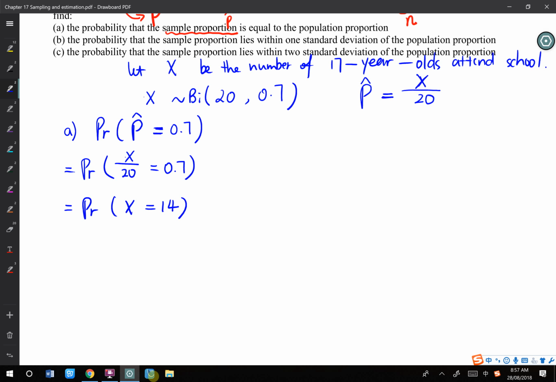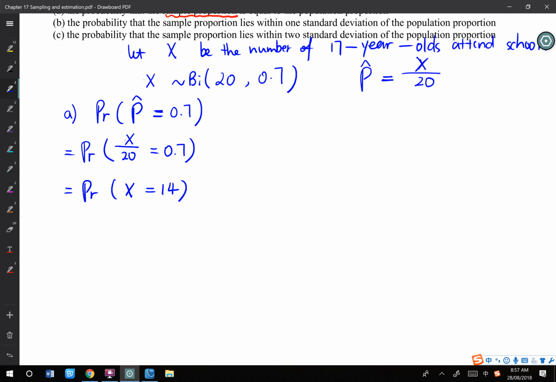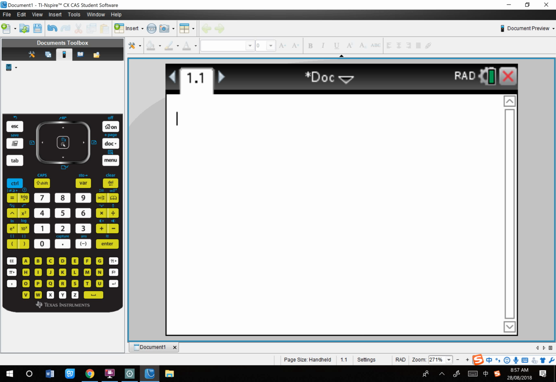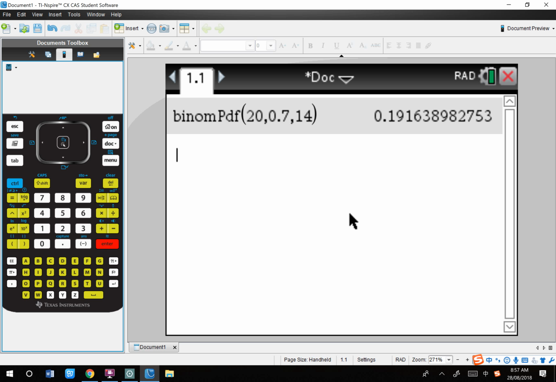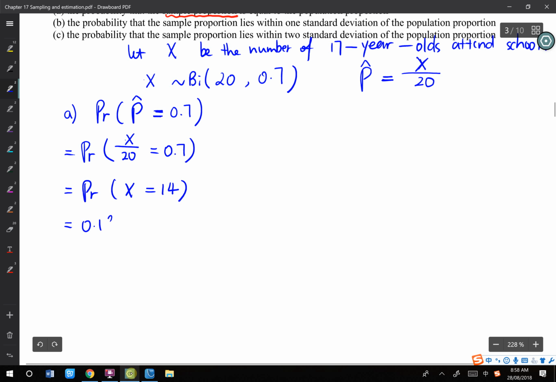So now this question comes back to a binomial question. You want 20 trials. The success rate for each one is 0.7, and you want 14 successes. Binomial PDF. X is a binomial distribution. I have 20 trials, a success rate of 0.7, and a value of 14 here. Give 4 decimals. 0.1916.